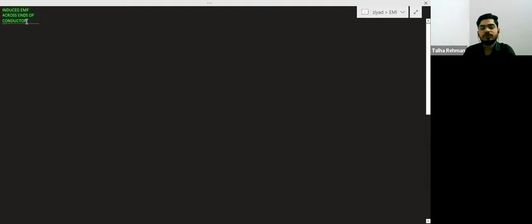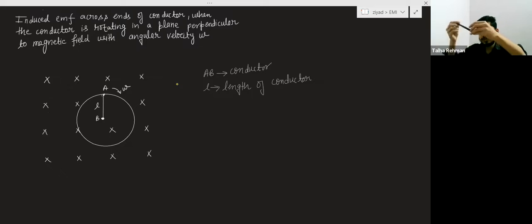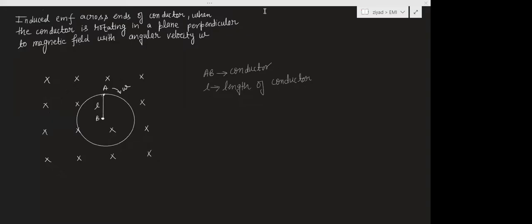So induced EMF across the ends of the conductor, when your conductor is rotating. This AB is your conductor, and this conductor is rotating about some axis. Suppose this is your conductor AB, present in the magnetic field, and it is rotating like this. Due to the rotation of the conductor, there will be an induced EMF in this conductor. We will see how the induced EMF arises, and we will derive the value of that induced EMF.